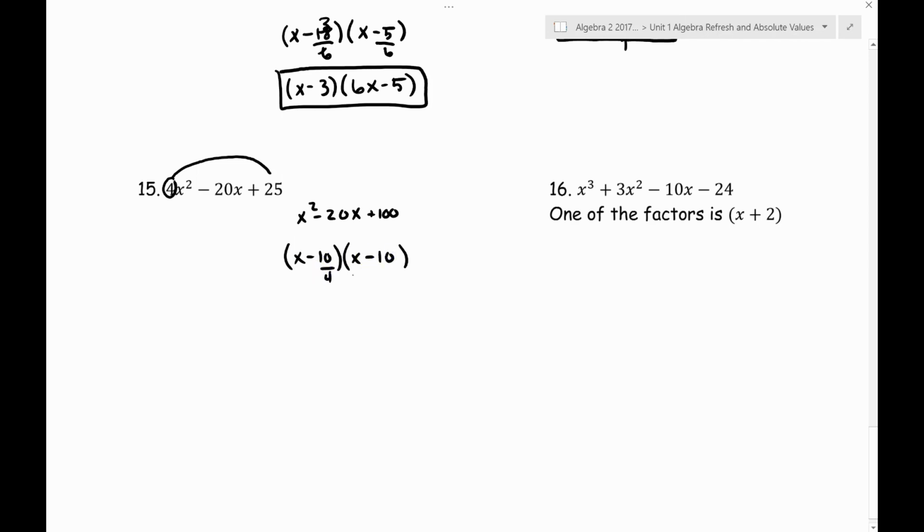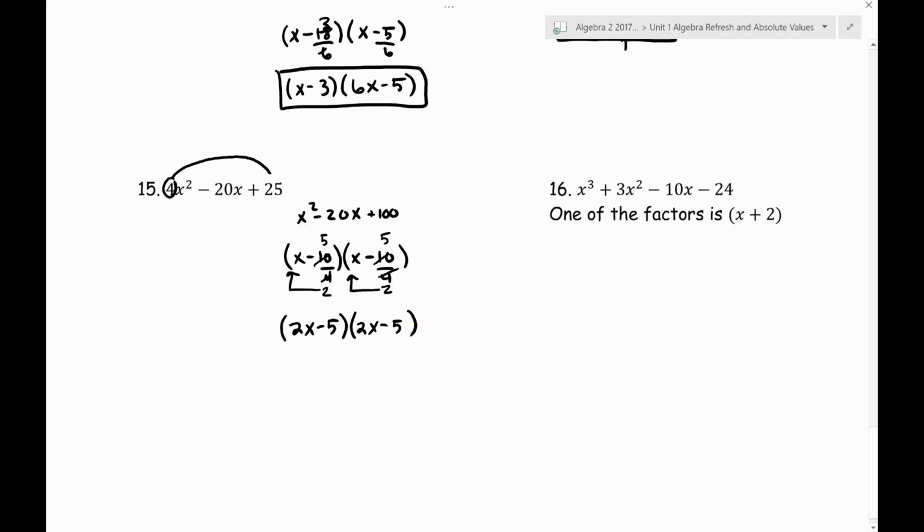Divide them both by 4. Let's see what I do. Okay, divide them both by 2. I get 5 and I get 2. We're going to slide those 2's over. So I get 2x minus 5 times 2x minus 5.